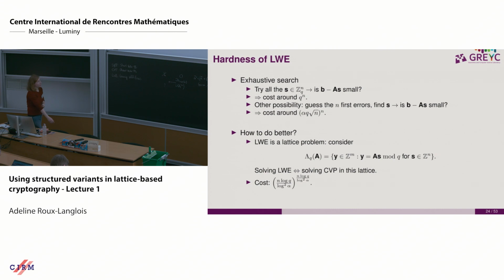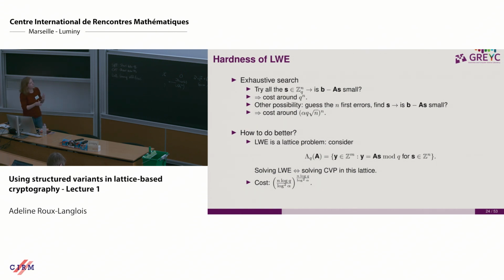The only way to do better is to consider LWE as a lattice problem, as we just did in the slide before. You have a lattice, and solving LWE will be solving CVP in this lattice. To solve CVP, it's not directly with LLL or BKZ, but you use them, and it will give you this cost. So solving LWE will depend not only on the dimension, but really on n log q. And it's quite intuitive because S is in Z_q to the n. So finally, finding S is finding n log q bits.